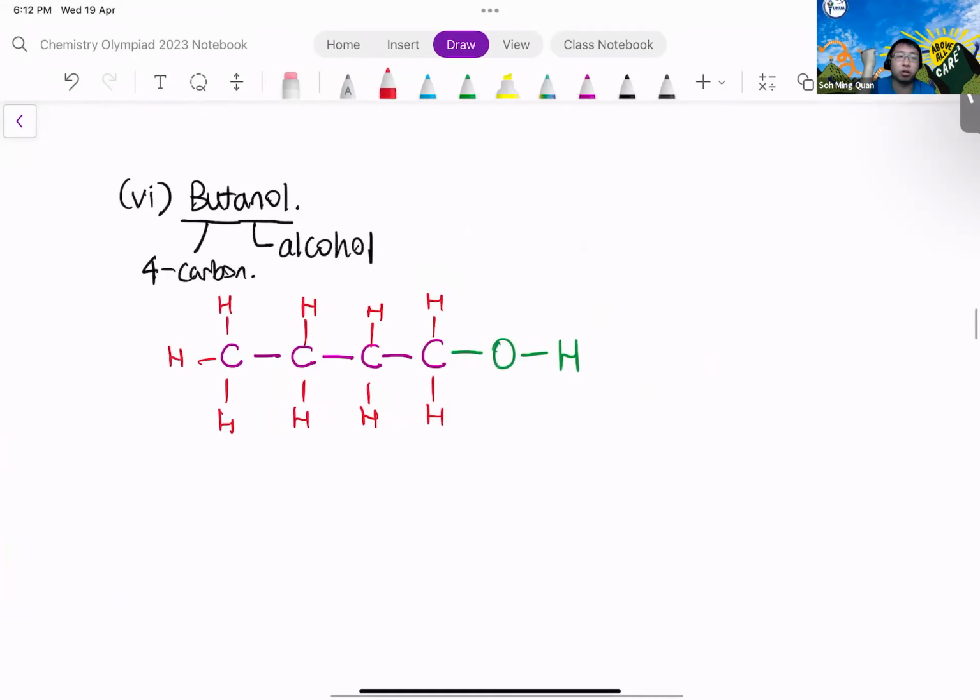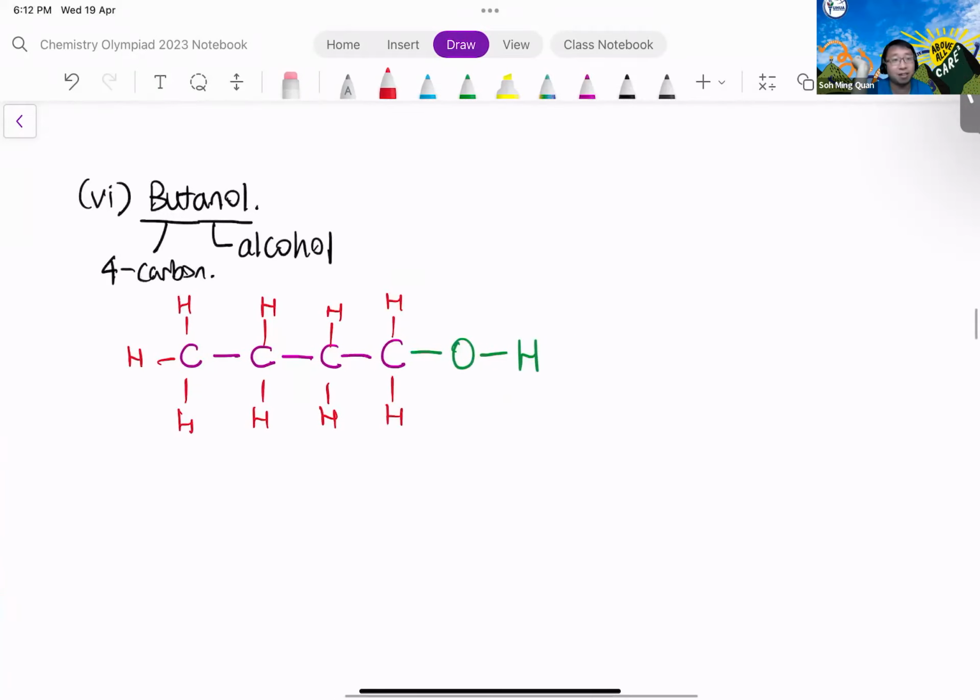But then again, you see, hey, Mr. Tan, how come you draw the OH at the end? Can't the OH be in the middle? Because the answer is yes. The OH could very well be in the middle, right? So I have 4 carbon, 1, 2, 3, 4. Can't the OH be on the second carbon?